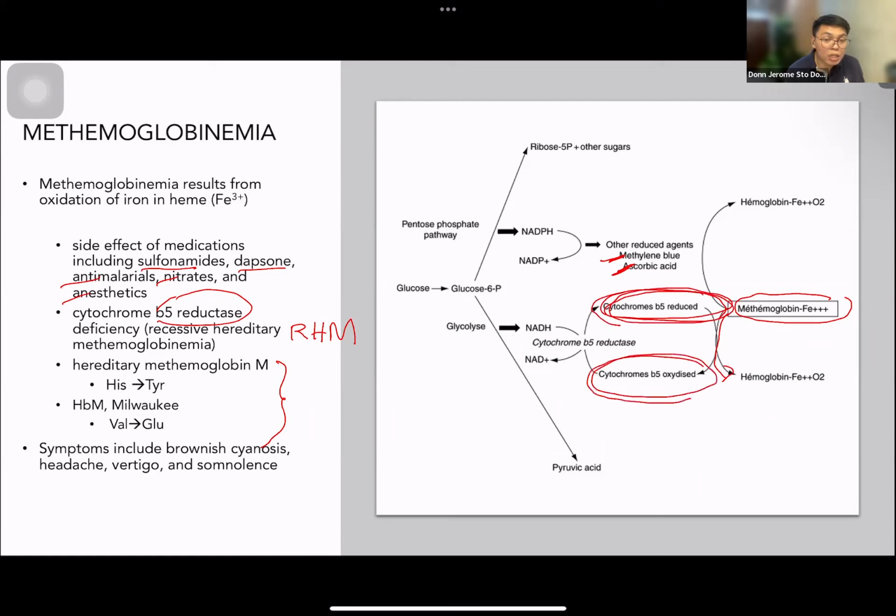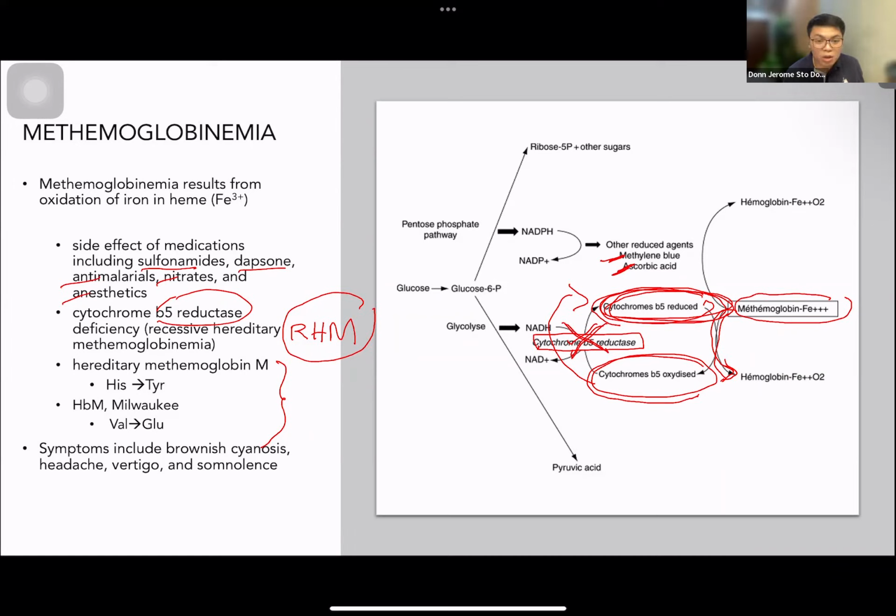Now, for you to convert the oxidized form back to its reduced form, what do you need? Cytochrome B5 reductase. In recessive hereditary methemoglobinemia, the cytochrome B5 reductase is missing. So can you still convert the oxidized to its reduced form? No. Will you have reduced cytochrome B5 to reduce your ferric form to its ferrous form? No. So that's for cytochrome B5 reductase deficiency.